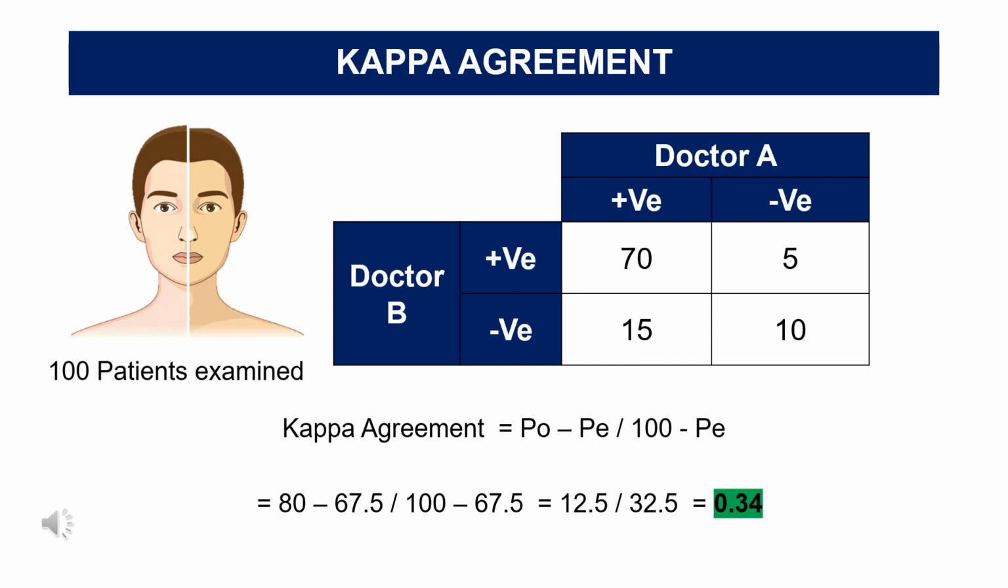Kappa agreement is calculated by the percentage of observed agreement, 80%, minus the percentage of expected agreement just by chance, 67.5%, divided by 100 minus the percentage of expected agreement by chance, 67.5%. So we have a Kappa agreement of 0.34. So what does a Kappa value of 0.34 mean?